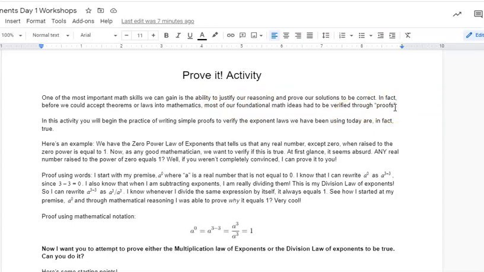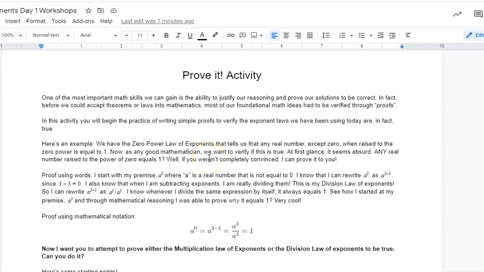It's very important to be able to say, this is how I know it's my answer. In fact, before we can accept theorems or laws into mathematics, most of our foundational math ideas have to be verified through proofs. So in this activity, you'll begin practicing writing simple proofs to verify that the exponent laws we have been using today are in fact true.